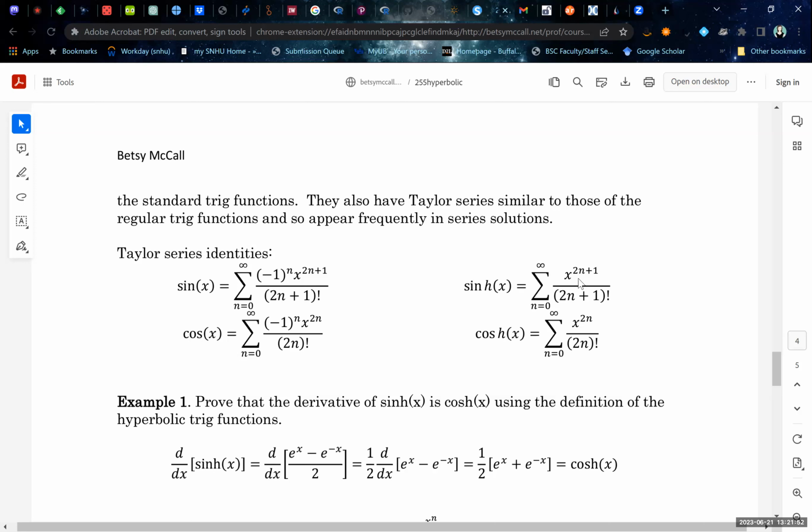So x cubed over 3 factorial plus x to the 5th over 5 factorial plus x to the 7th over 7 factorial. It's all pluses. Same thing for the cosines.